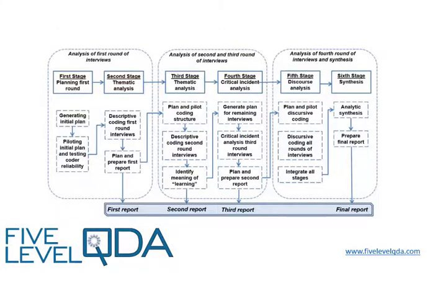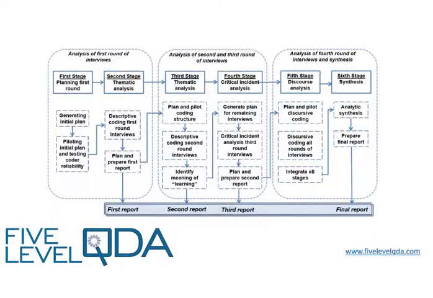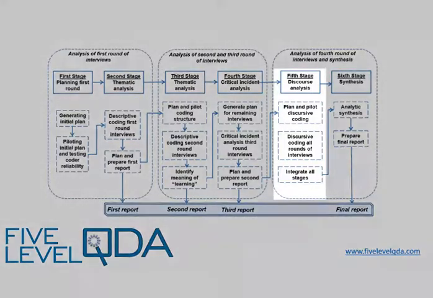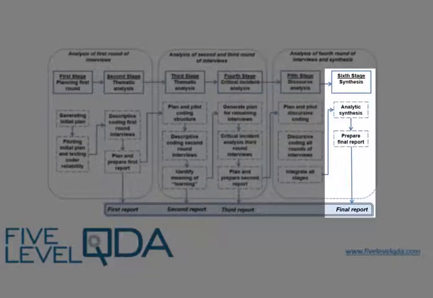The fifth and sixth stages involved discourse analysis of the fourth round of interview transcripts and the synthesis of all the prior stages. The fifth stage involved discursive coding of the fourth round of interview transcripts, again after planning how this would be undertaken amongst the team. All the prior stages of analysis were then integrated, so that in the sixth stage, analytic synthesis was reached and the final report was planned and prepared.